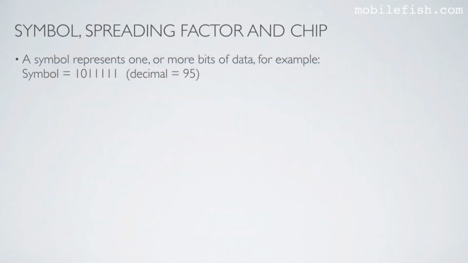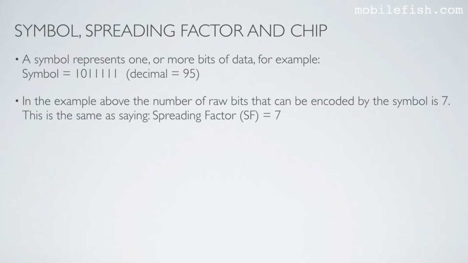A symbol represents 1 or more bits of data. For example, this symbol consists of 7 bits, representing decimal value 95. In the example above, the number of raw bits that can be encoded by the symbol is 7, which means the symbol consists of 7 bits. This is the same as saying spreading factor is 7.